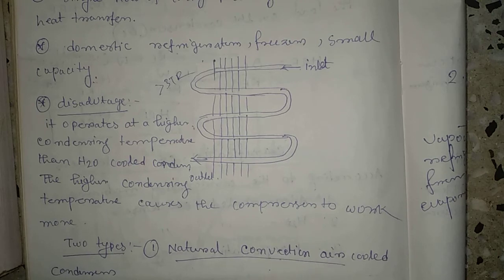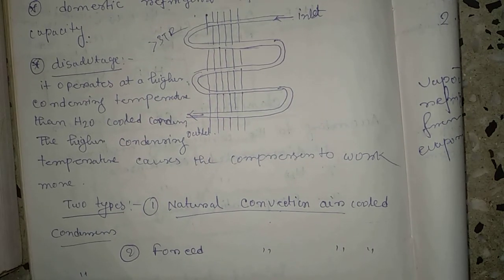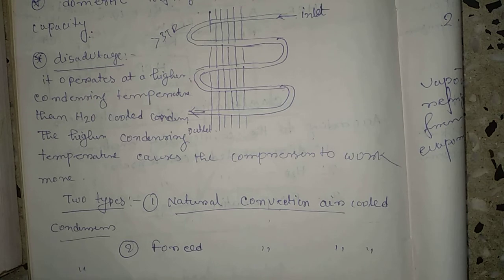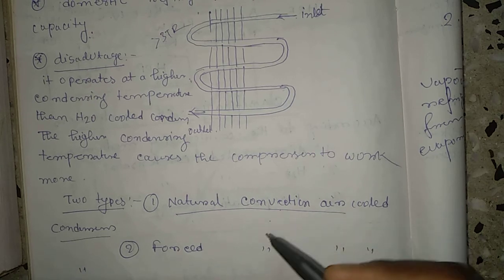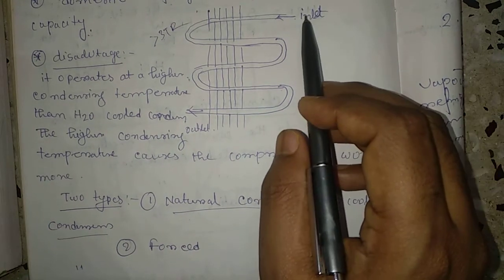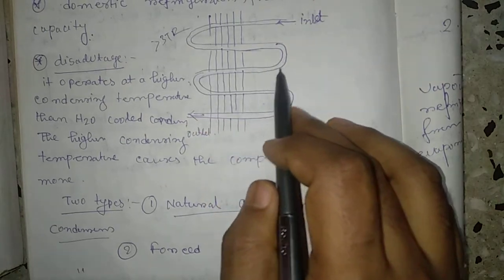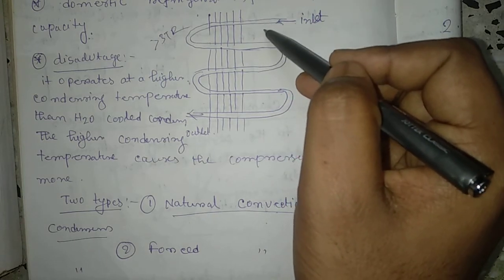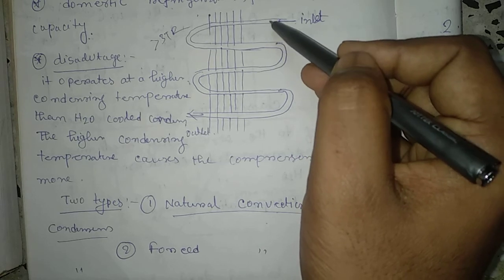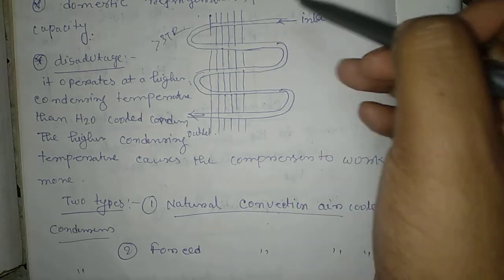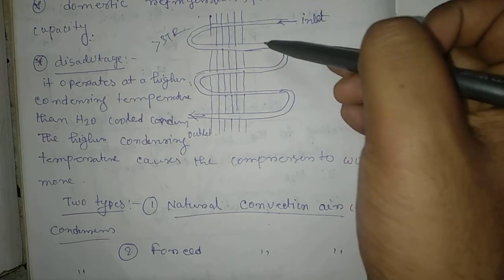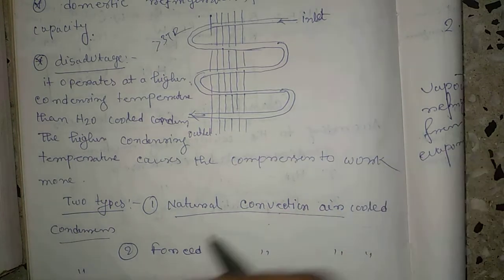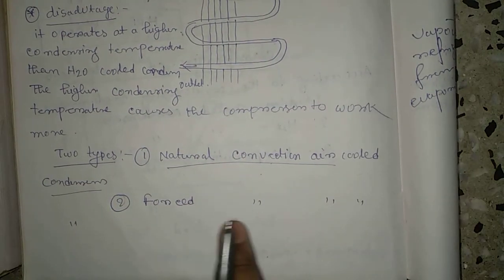And another is forced convection. Natural convection air-cooled condenser is the type of condenser in which air is used as the condensing medium, but the convection process is natural. As the hot vapor refrigerant enters the copper tube, it flows through this tube, and this is the fin section. The normal air is in contact with the surface area of the copper tube. When it is in contact, the vapor refrigerant rejects heat and converts into liquid refrigerant. This is the basic way a vapor refrigerant rejects heat and forms liquid refrigerant.